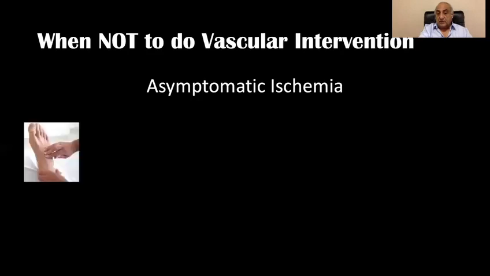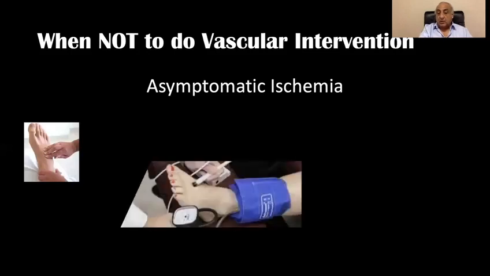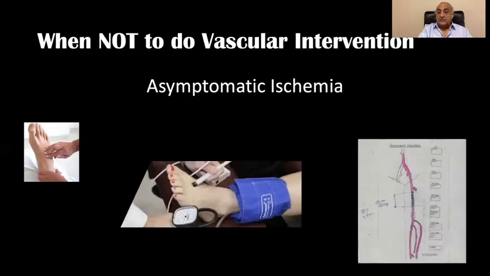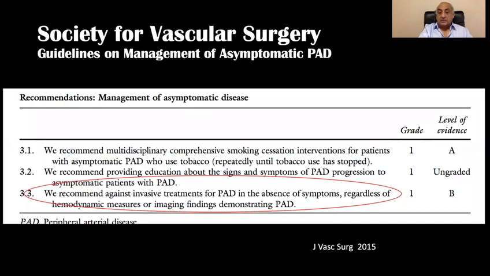So typically, a patient comes to you, he has absent pedal pulses, or he has a low ankle brachial index or toe brachial index, or he comes to you with a long occlusion of the femoral artery or one of the arteries, but the patient is asymptomatic. This patient is not a candidate for tibial interventions. And these are the guidelines.